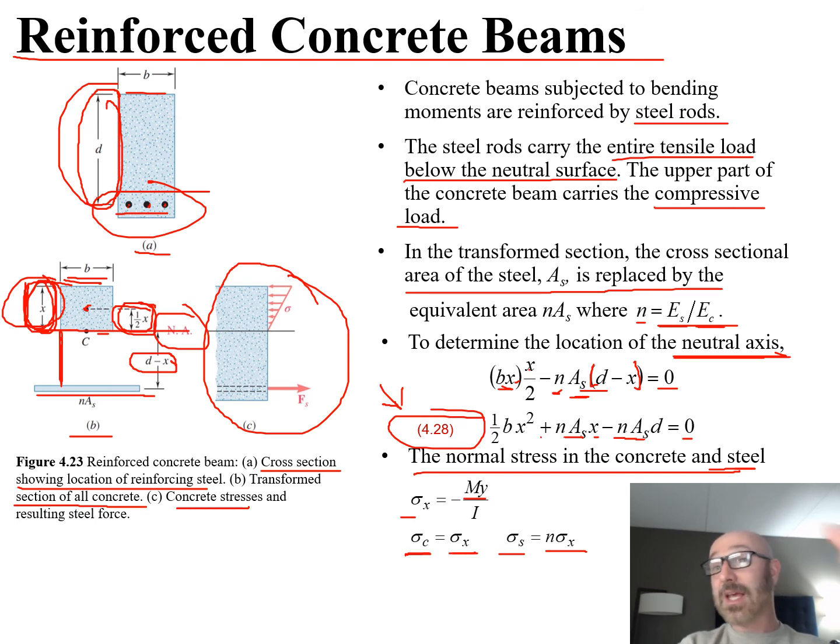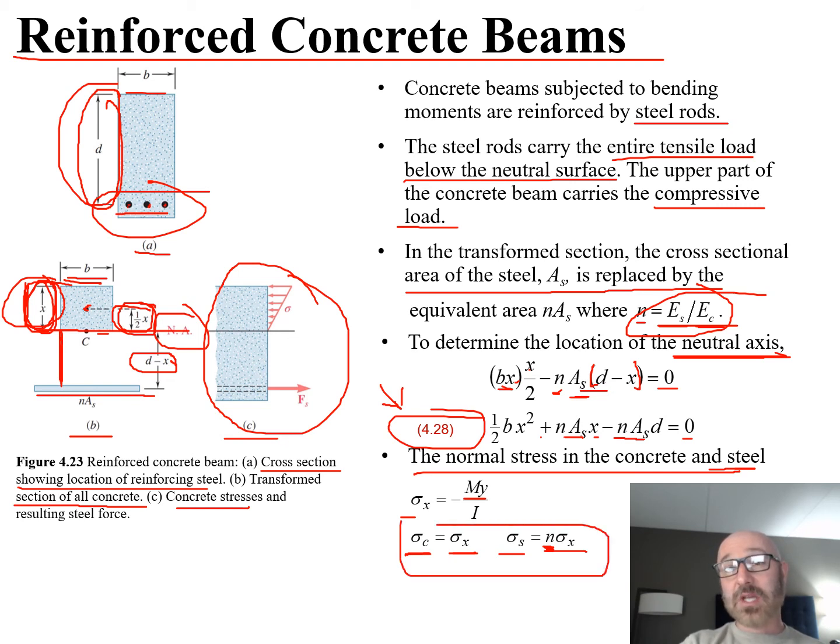And again, just like we did in the other composite one, now we've got to go back to steel. It's not the whole thing made of concrete like we're looking at in part C right here. We want to go back to steel. Well, that's that n factor, that ratio between our modulus of elasticity, multiplied by that sigma x value. So that's how we get our stress in our concrete and our stress in our steel for a reinforced concrete beam.